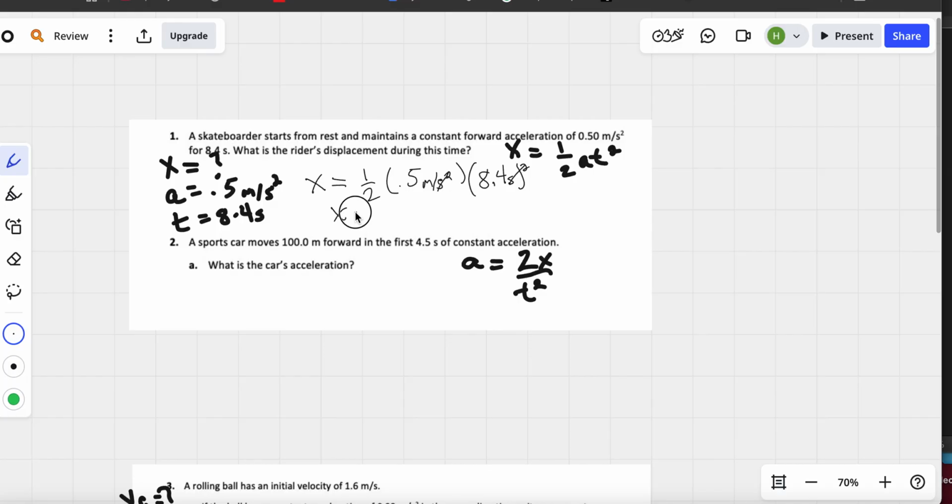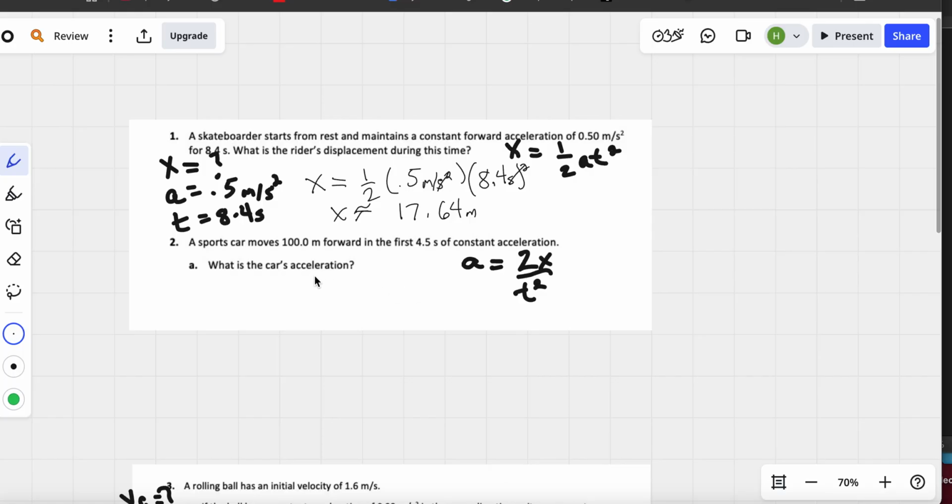meters. I know that my answer is just about 17.64 meters. And don't forget, we're going to make sure we use parentheses and stuff like that on our tests. All right, the next question.